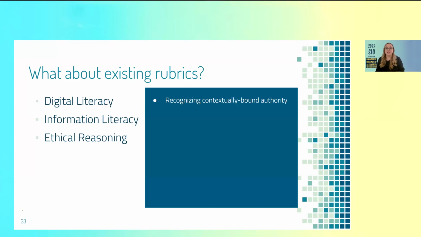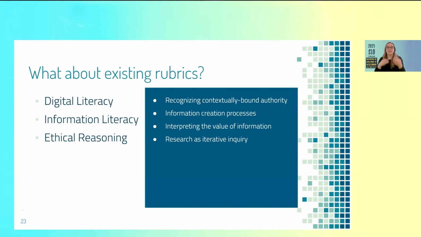Things like recognizing contextually bound authority, understanding how information is created, recognizing the value of different kinds of information and what goes into whether information is more or less valuable. Thinking about iterative inquiry. This is something that we think about a lot with information literacy. So not just doing one Google search for your sources and then that's it, but really thinking about iteratively building on those searches. That same set of mental habits of thinking about this as an iteration, learning from one attempt and iterating to the next, that's true of how we want students to be engaging with these tools as well.